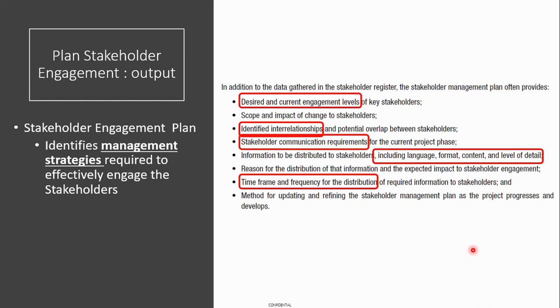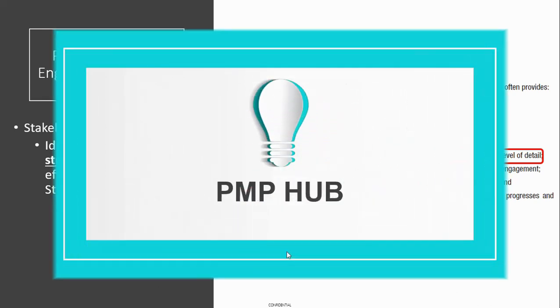So the stakeholder engagement plan, once you have done the matrix, will give you, as a project manager, a proper idea of how the communication with each stakeholder can be done.